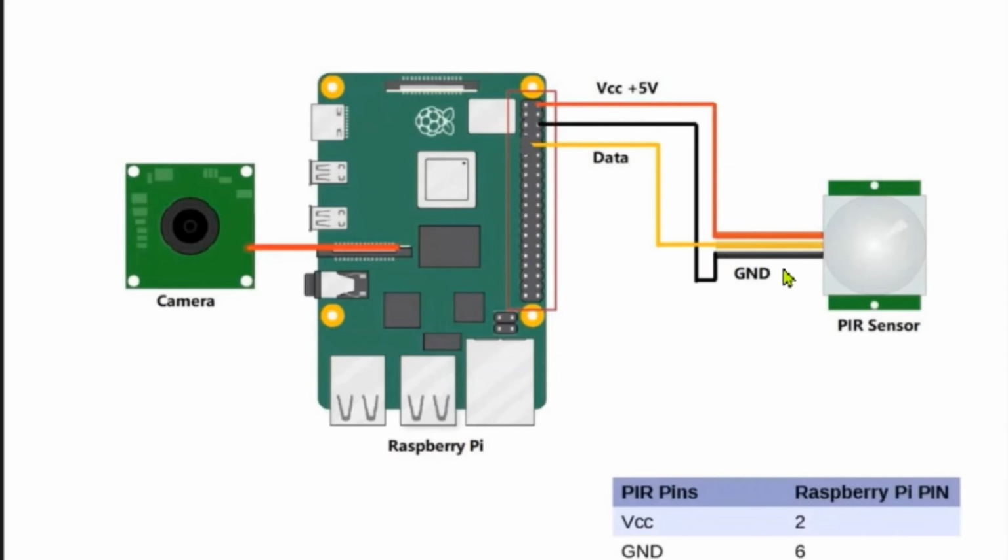So through the data pin, our data will be transmitted from the PIR sensor, whatever the sensor detects. From that, it goes on to the Raspberry Pi. Based on that, the camera will be activated.